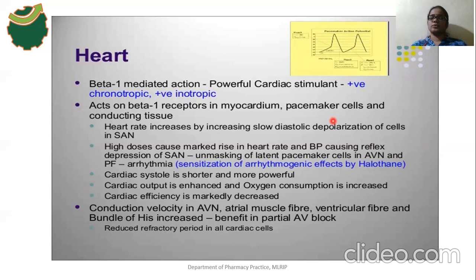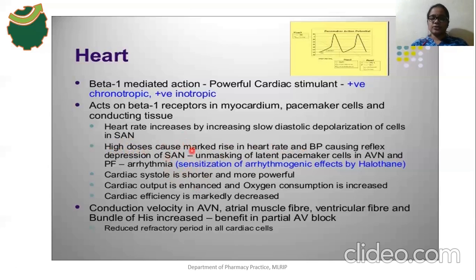conduction velocity also. The heart rate is increased by an increase in the slow diastolic depolarization of cells in the sinoatrial node. At high doses of these adrenergic drugs, the heart rate and the BP increase, because it causes reflex depression of the sinoatrial node.